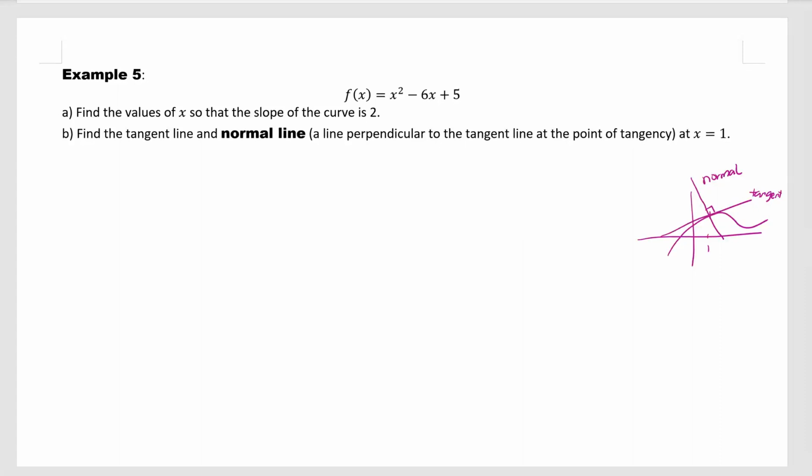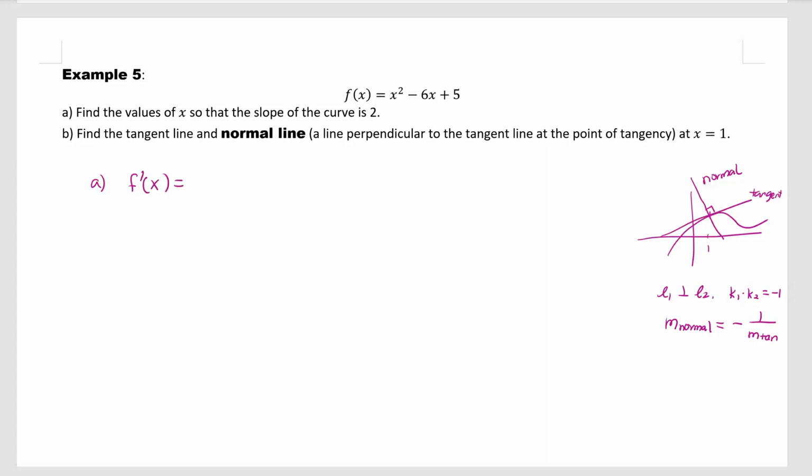If you remember, if L1 is perpendicular to L2, and k1, k2 are the slopes, then the product equals negative 1. So m normal is the negative reciprocal of m tangent. That's the normal line. Alright, so part A, find the x value such that the slope is 2. To find the slope, we need to find the derivative.